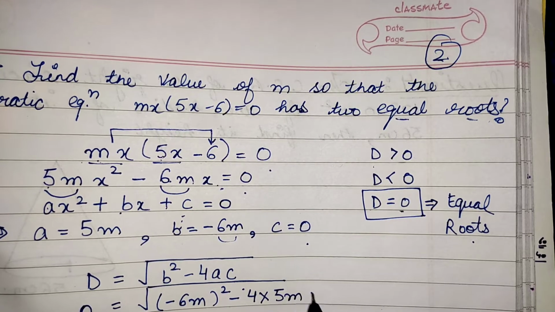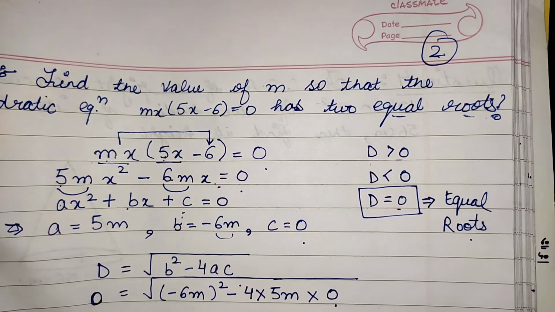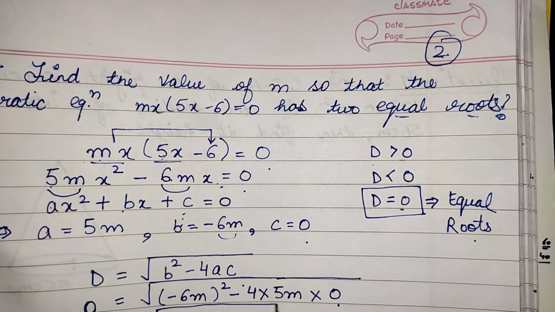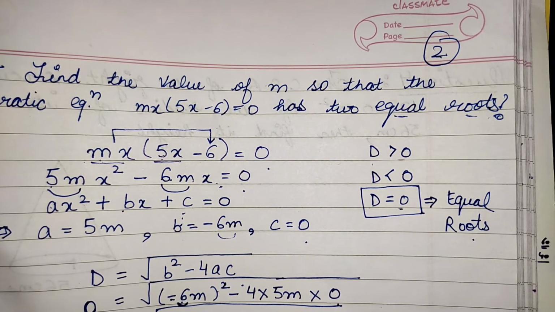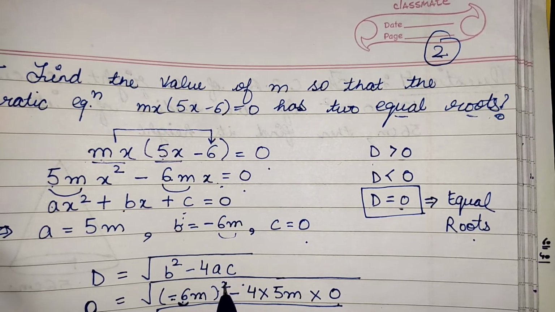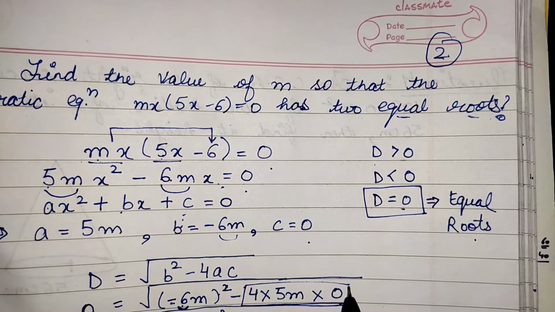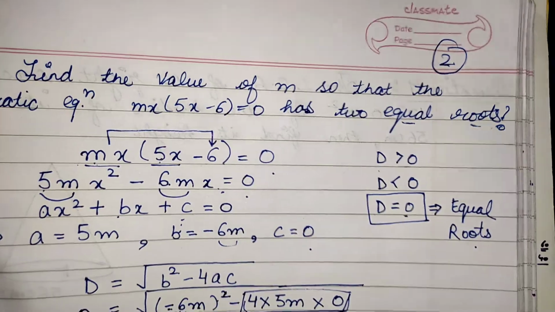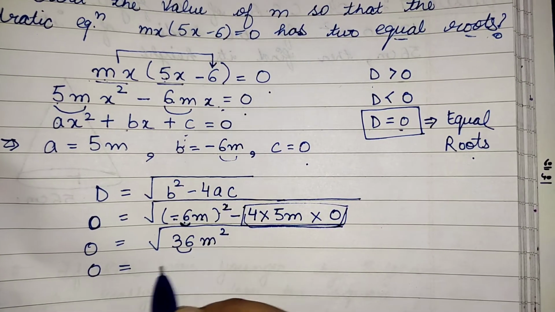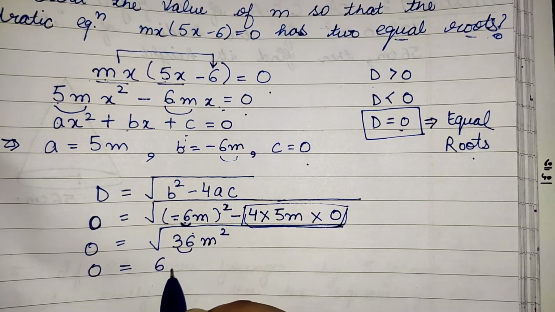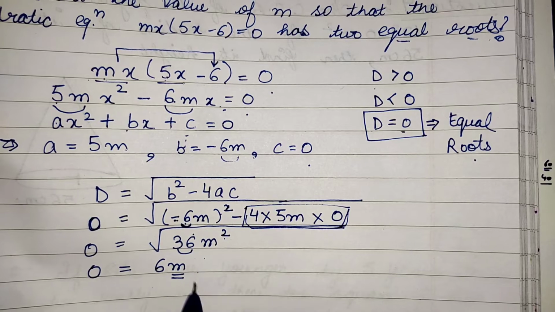A is what? A is my 5m into c is what? C is my 0. So let's solve it out. Then we will get minus square will become positive value, 6 square will be 36, and this will be m square, and because of this 0 all my term will become equal to 0. Okay, so now 0 will be equal to 36 m square. Under root of 36 is 6, and the under root of m square is m.